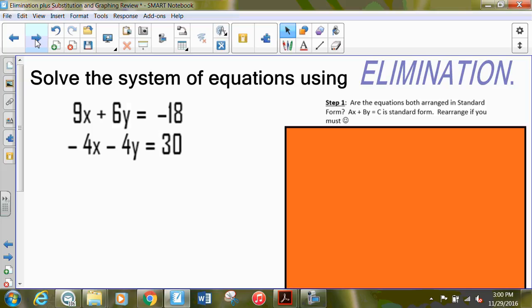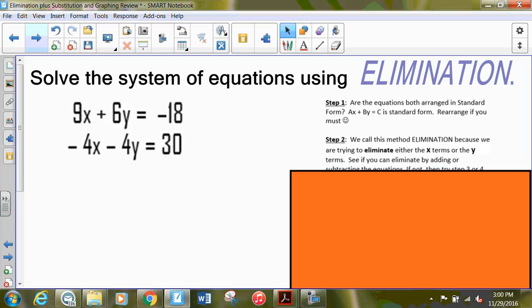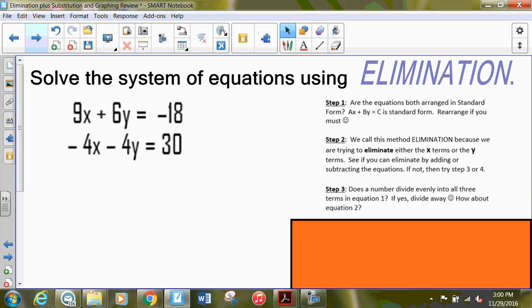Okay, let's look at the next one. They're both in standard form, so we're done with step 1. Step 2, we can see that we're going to have to do a little bit of work before we can just jump straight to adding or subtracting. So we look at step 3, and we see that we can certainly reduce. We can simplify both equations.